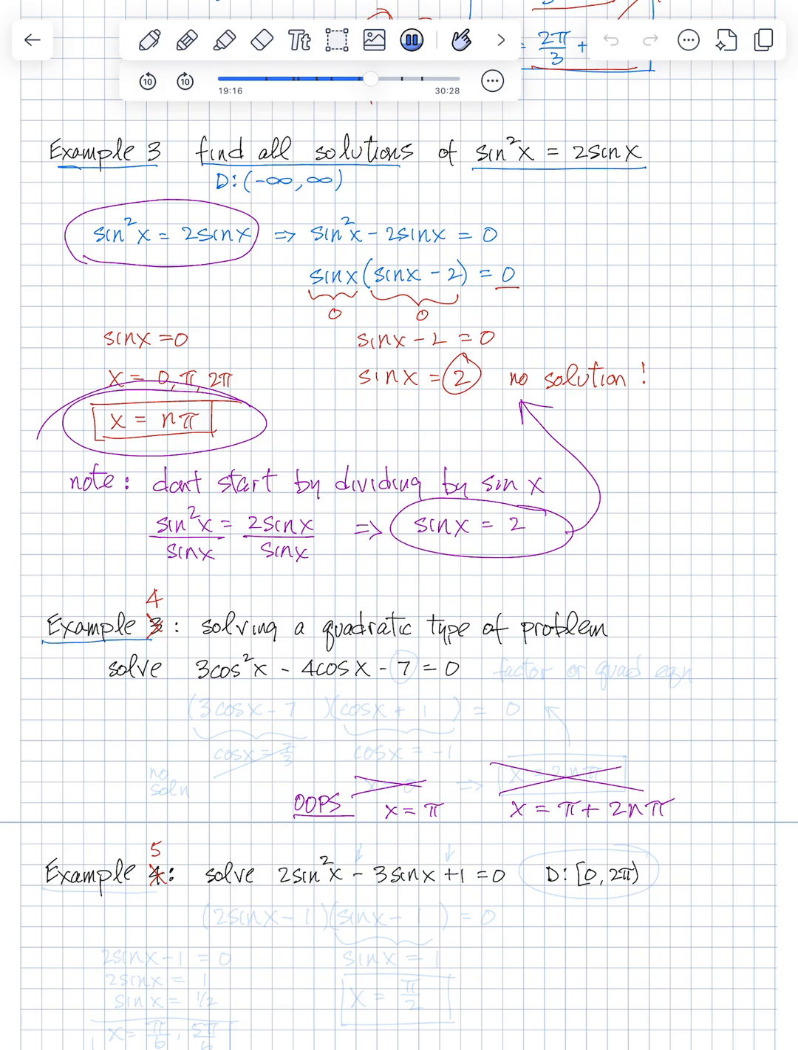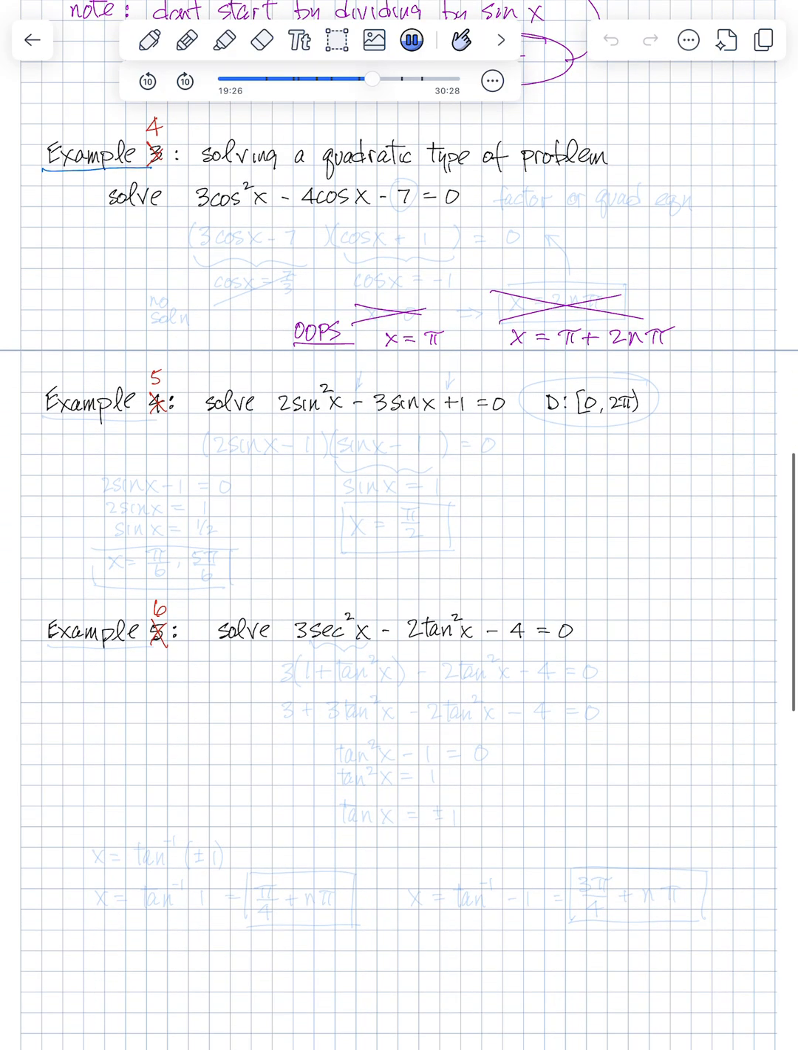Okay, example 3, solving a quadratic type of problem. So here's our problem. We have 3 cosine squared x minus 4 cosine x minus 7 equals 0. And it looks like this is a quadratic type, so you could either factor it, or if you can't factor it, you can use the quadratic equation. In this case, we can factor. So we'll look at the factors of 3 cosine squared x. That's going to be 3 cosine x, draw parentheses. The other factor is just going to be cosine x.